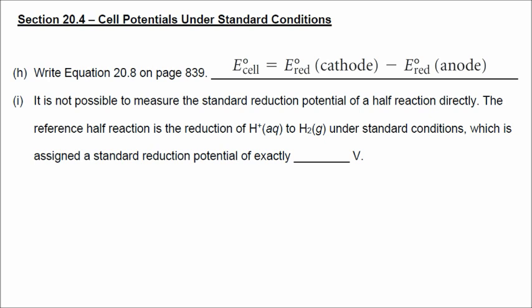It is not possible to measure the standard reduction potential for a half reaction directly. The reference half reaction is the reduction of hydrogen ions to hydrogen gas under standard conditions, and this is assigned a standard reduction potential of exactly 0 volts. So what they might do is set up a cell involving lead or aluminum or magnesium and compare it to hydrogen. And since hydrogen is defined as 0, they can calculate the potential of any other metal.